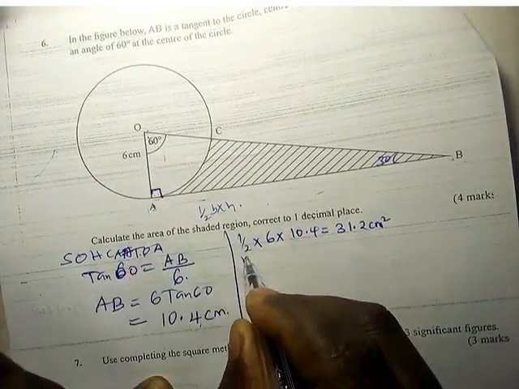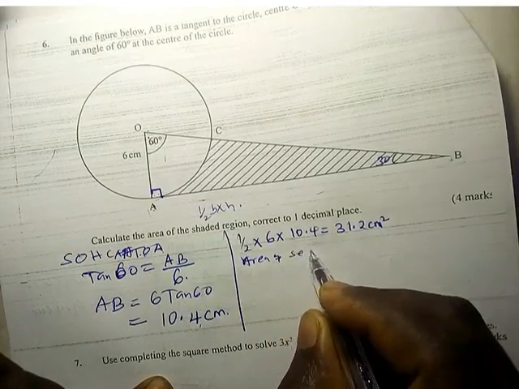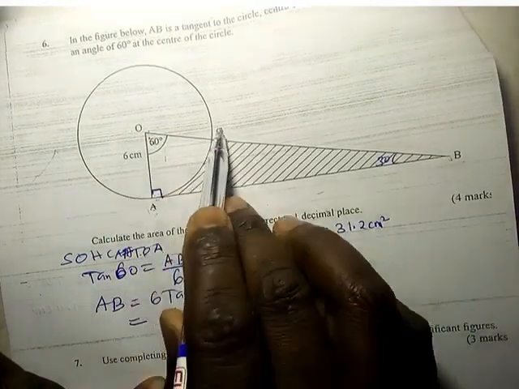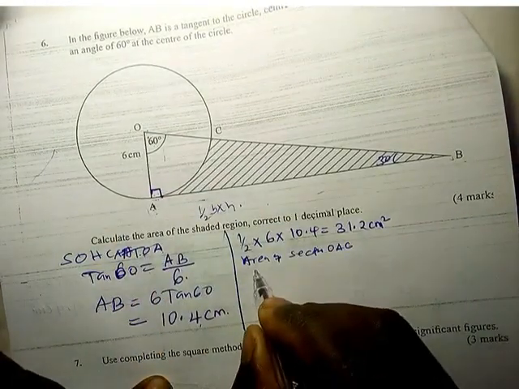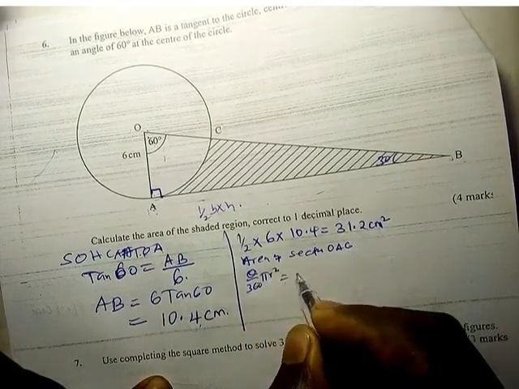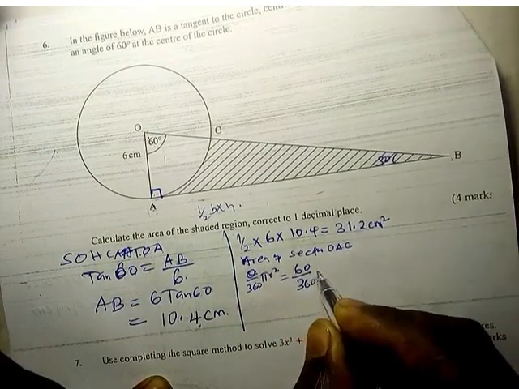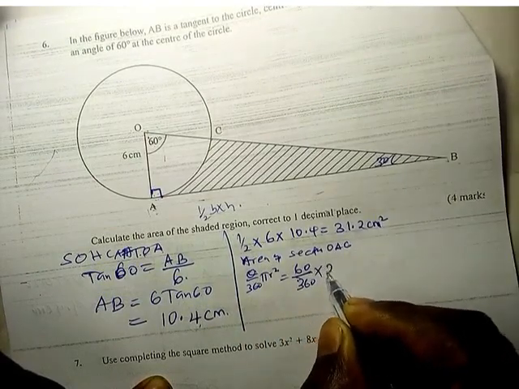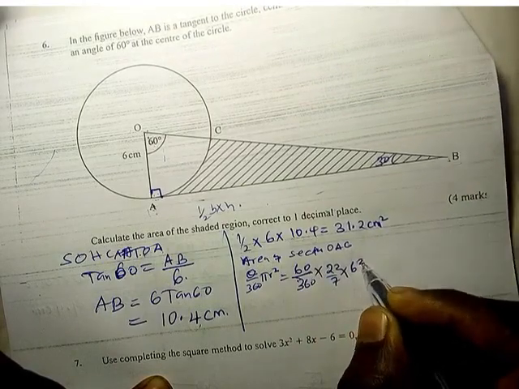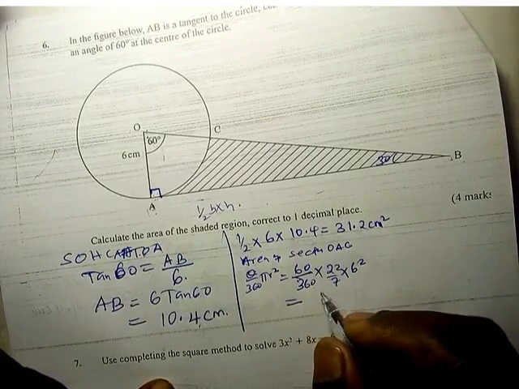Area of sector OAC. Area of a sector, we know it is theta over 360 pi r squared. So theta is 60, divided by 360, times pi, 22 over 7, times radius, which is 6 squared.